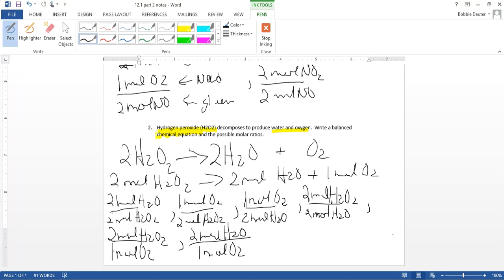Now, this isn't a really hard concept, but it is time consuming. I do understand that. That's why you're limited on your problems for this. Okay, this is a big step. You need to know how to write these molar ratios to go on to the next step. So again, we're taking baby steps to do a bigger problem.